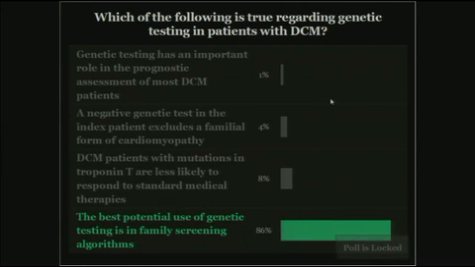Good. So the intended answer is D, which is the best potential use is in family screening algorithms, and that's generally true of genetic testing. I think it's rarely for the patient. We aren't yet at the point where it influences our testing of an individual or our treatment of an individual. And it's not good enough that we can exclude disease in the presence of a negative test because there are a number of unidentified mutations or variants of unknown significance. So in general, it's useful because when it's positive, we can screen family members.